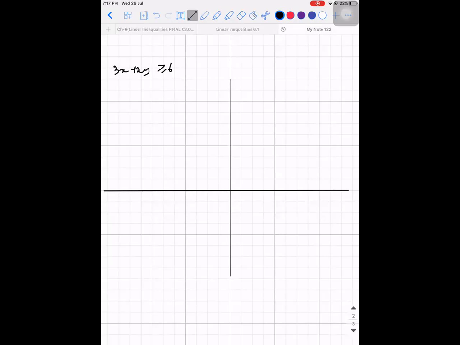If equal to sign is there, x-axis, y-axis, what is the coordinate we got? 2, 0 and 0, 3.